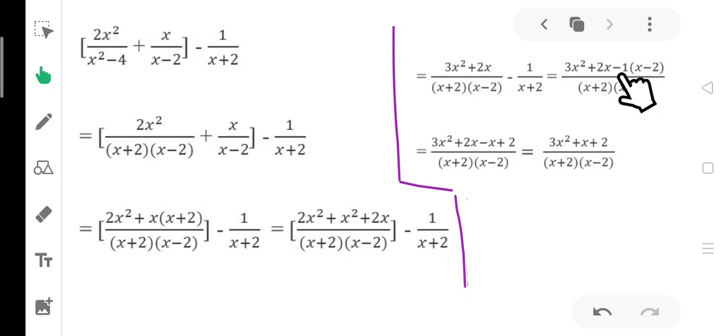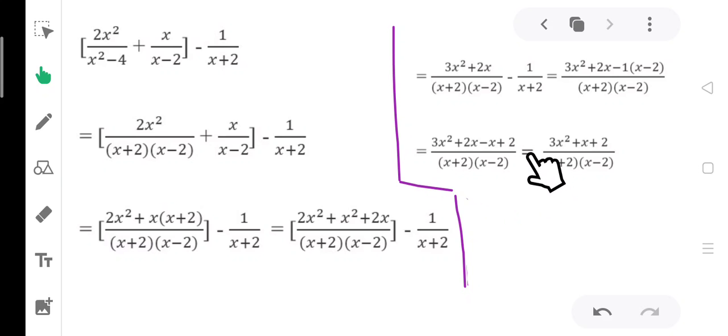Now, distributing negative 1 to the terms inside. Just copy 3x squared plus 2x. And then negative 1 times x is negative x. Negative 1 times negative 2 is positive 2. So all over the LCD.